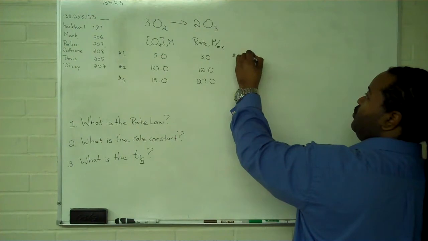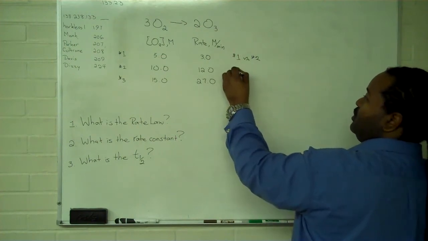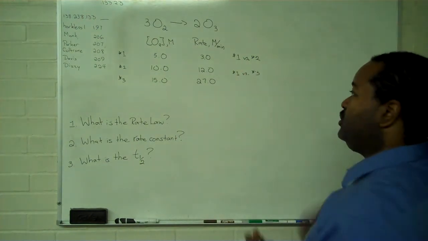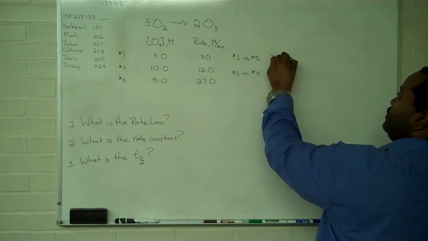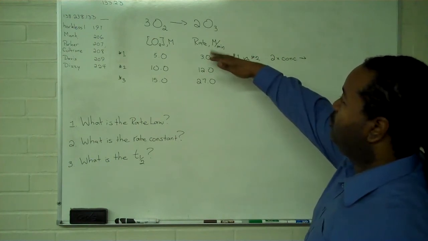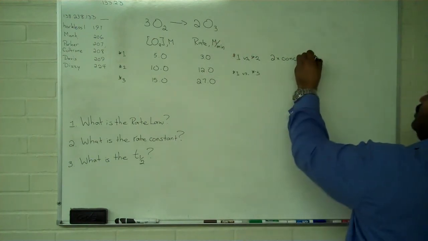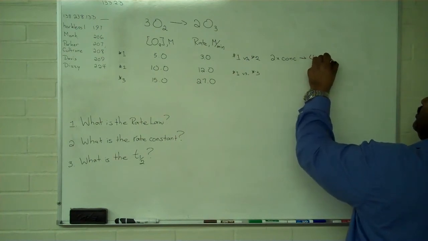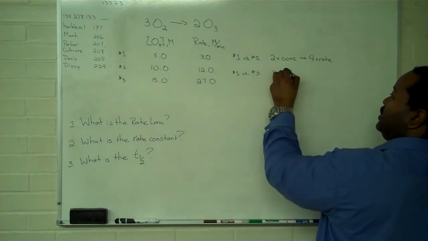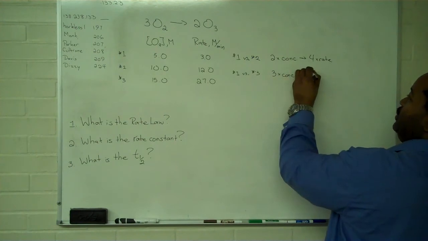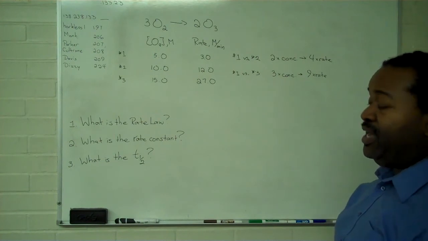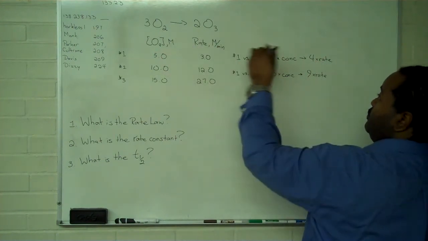and for that we have to do comparisons. So I'll compare number 1 versus number 2, and then trial number 1 versus trial number 3. And what we find in going from 1 to 2 is that we have twice the concentration, and that results in going from a rate of 3 moles per minute to 12 moles per minute. So that's 4 times the rate. When we compare 1 and 3, we find that if we do 3 times the concentration, this results in 9 times the rate. And so this conclusion tells us that we have a second order reaction in terms of our oxygen concentration.